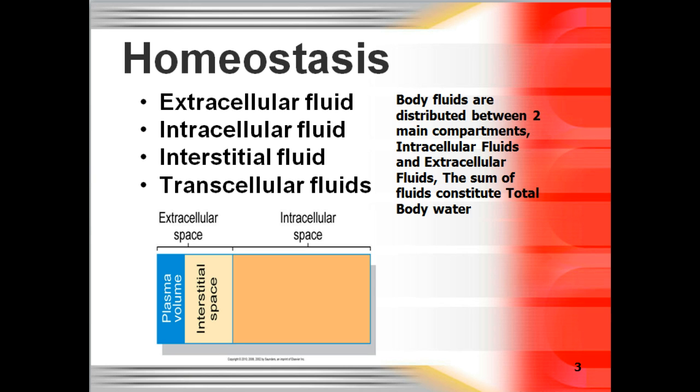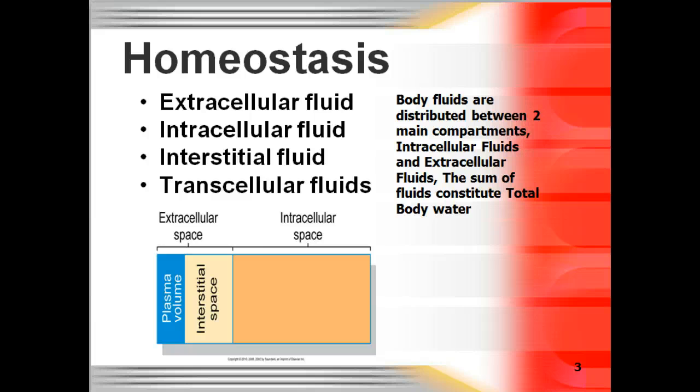In a healthy person, the volume, concentration, and composition of body fluids are regulated by renal, metabolic, and neurologic functions. Body fluids are distributed between two main compartments: the intracellular fluids and the extracellular fluids. Together, the sum of the intracellular and extracellular fluids constitutes what is considered total body water.